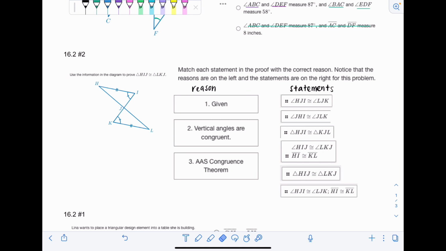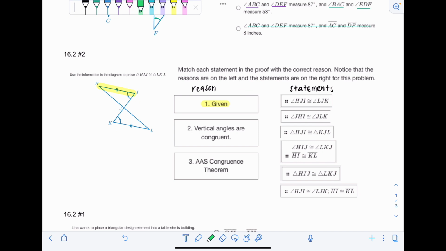So starting with number 1, the first reason is that it's given. So we need to figure out what information is given to us. Normally we have a list of things that are given, like when our proof problems pop up, it's given such and so, and then it asks us to prove something. We don't really have this in the problem, so we just have to look at what is labeled on the diagram. We can see that this side is congruent to that side, and then this angle is congruent to this angle. So we need to figure out which of these statements is saying that.